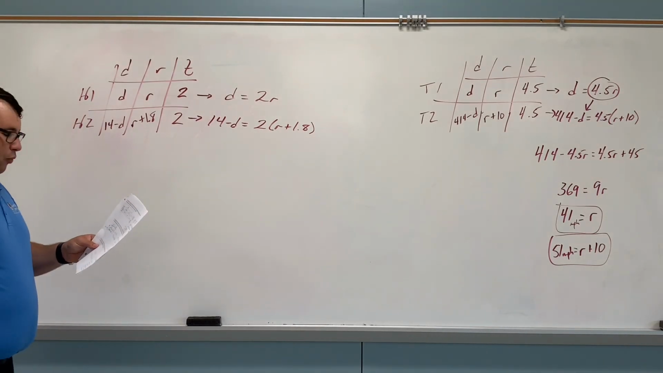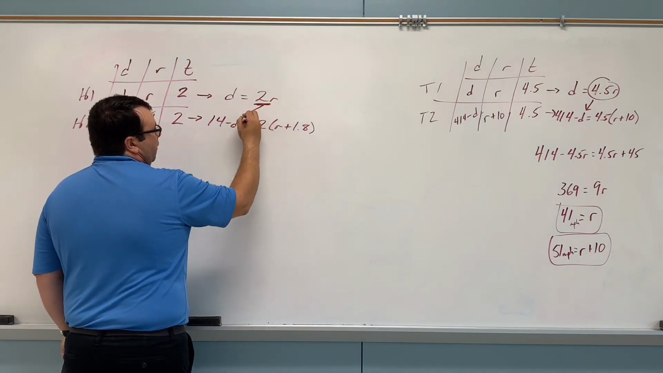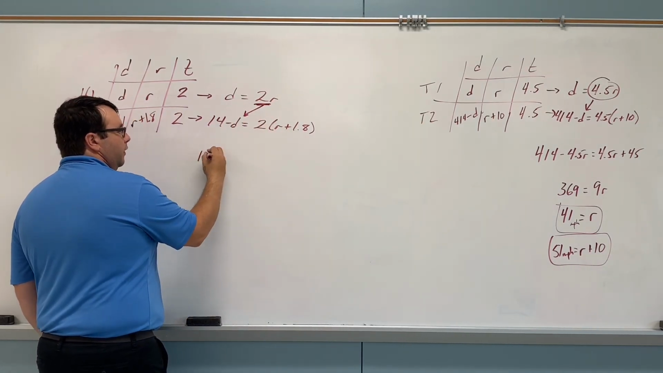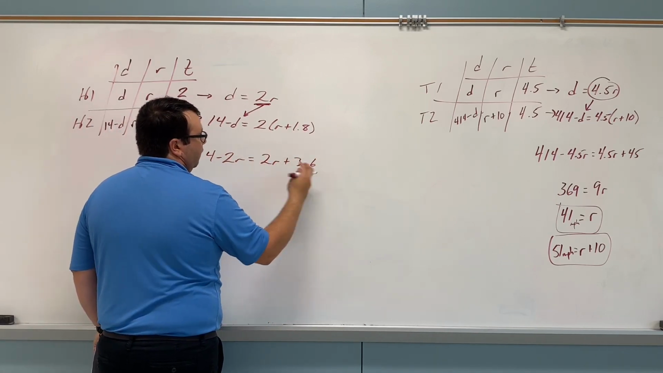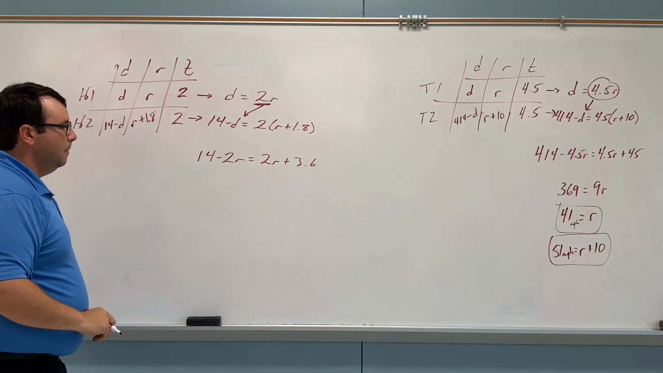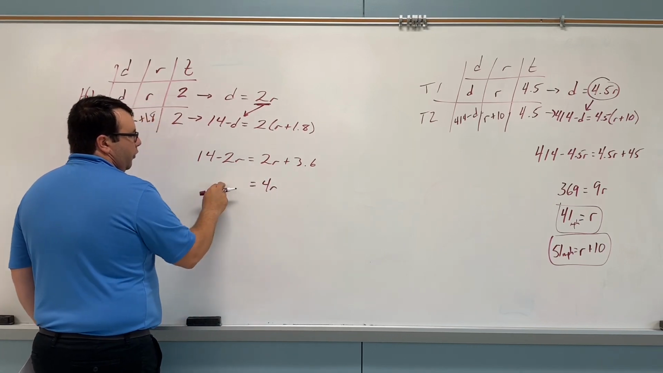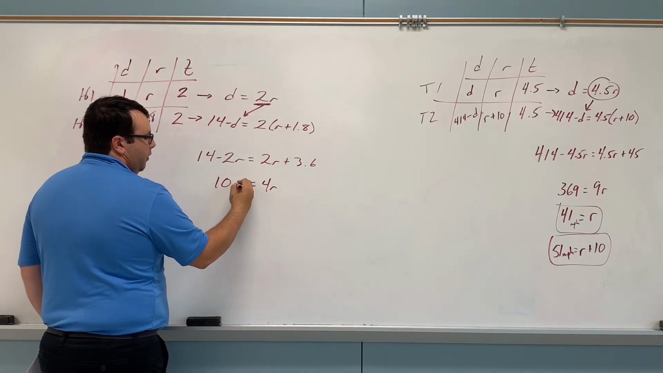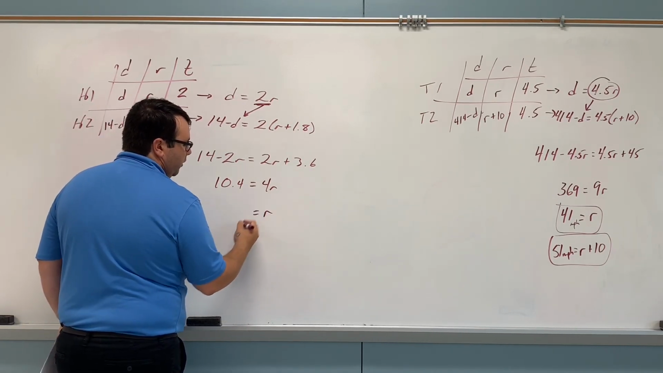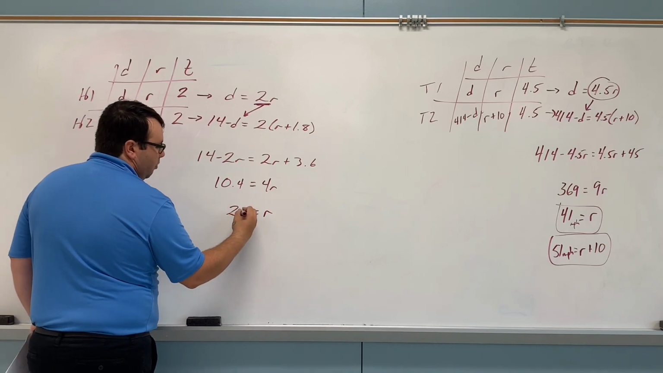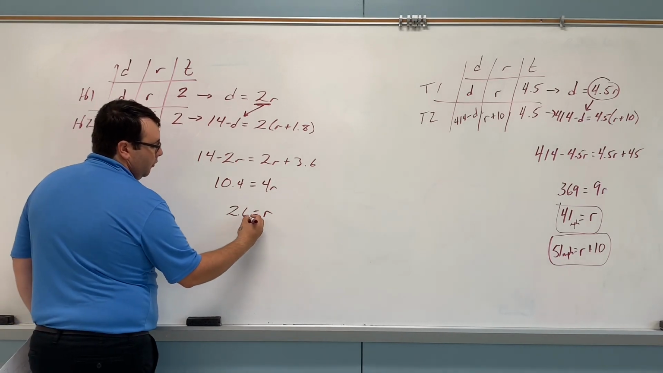I am interested in the rate, so find the rate of each hiker. So I am going to plug this value in for D. It's 14 minus 2R is equal to 2R plus 3.6, so I'm distributing at the same time here. Adding my 2R, that gives me 4R on this side. Moving my 3.6 at the same time gives me 10.4. Dividing by 4, I have R. On this side, I get 2.6. That's 2.6 miles per hour, to write that unit in.